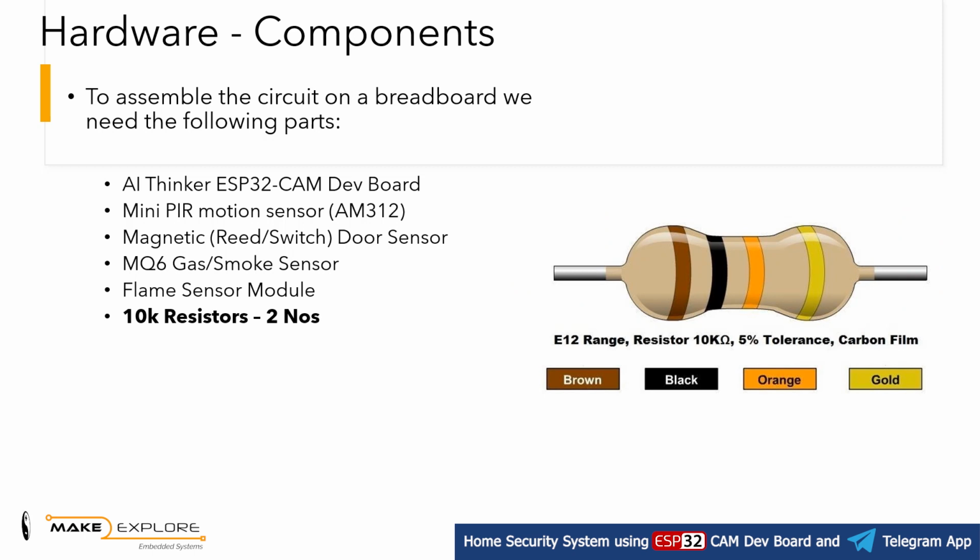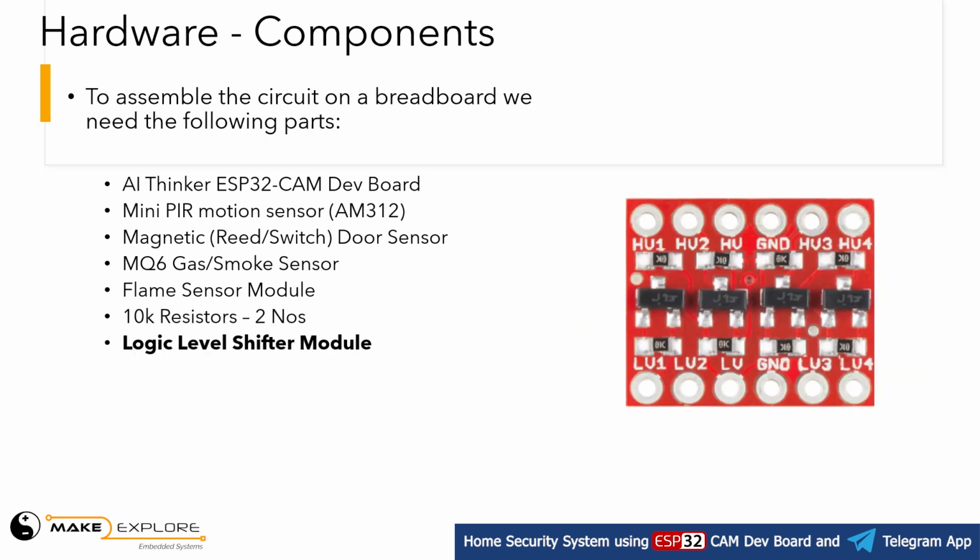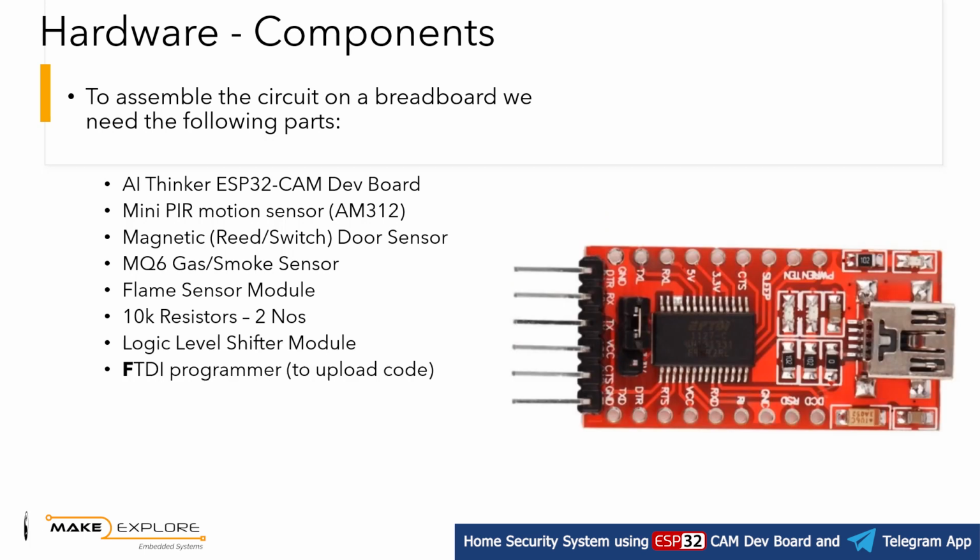sensors. Then we will use a logic level shifter module. This will be required to shift voltage levels, like TTL 5 volt to 3.3 volt. We will explain this in a later part of this video in the circuit diagram explanation. Now let's move forward. We will also need an FTDI programmer to upload the code, and this is the FT232RL FTDI programmer module. We will also explain this in a later part of this video, when we see how to upload the code into the ESP32 CAM development board.